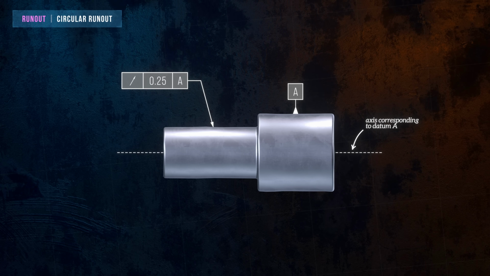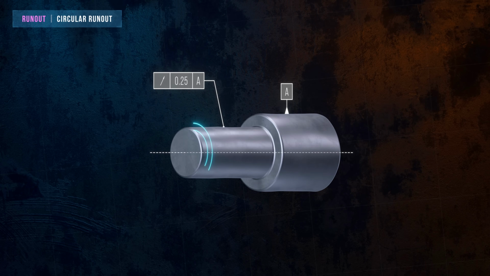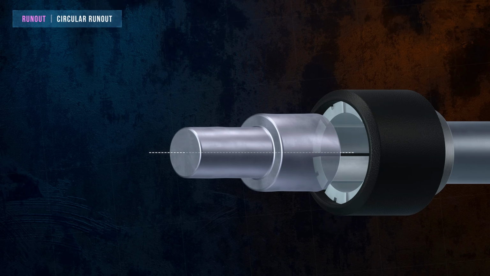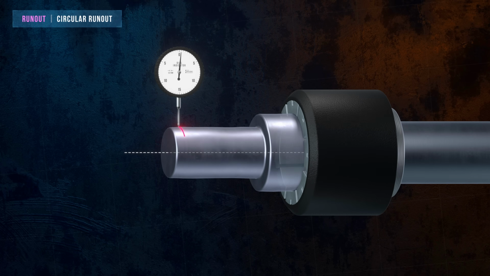The tolerance zone is defined by two concentric circles. This is similar to the circularity tolerance zone, except that circular runout uses datums, so the tolerance zones must be centered on the datum axis. Like circularity, circular runout only controls individual cross-sections, so the radius of the tolerance zone can vary along the axis of the feature. Circular runout can be inspected by rotating the part around the datum axis and using a dial gauge to measure deviations.